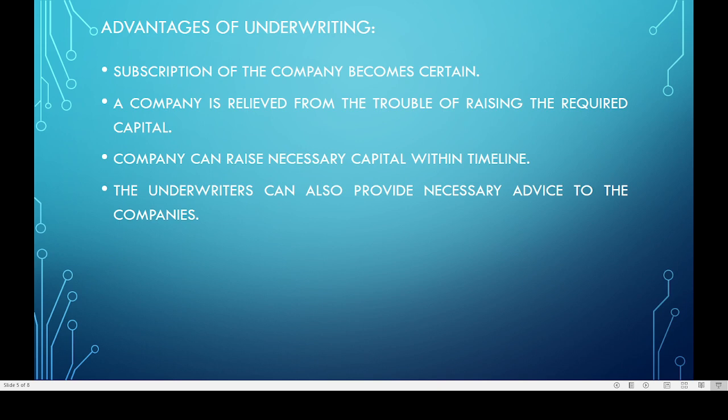The last point: underwriters can also provide the necessary advice to the company. Suppose you are a newly started company and you don't have any idea how to raise funds from the public, in what way to proceed, or what formalities to complete for getting the fund. In such a situation, the underwriter will provide the necessary advice on what you have to do and how you can raise the fund within the stipulated time period. All those details you will get with the help of the underwriter. So these are the advantages of underwriting.